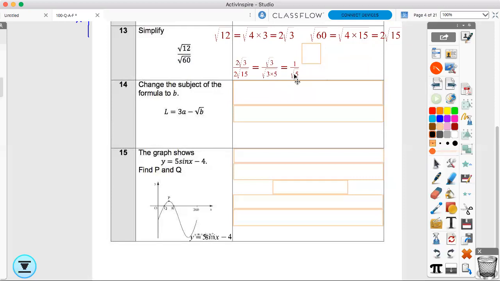So they've not asked us to give your answer by rationalizing the denominator. So you can just leave it as 1 over root 5. But you can write root 5 over 5 if you want, but you're not going to get an extra mark. So if you've got a question where it's just simplify and not asking you to give your answer with a rational denominator, you just leave it like that.